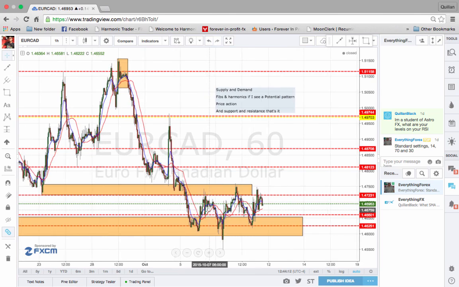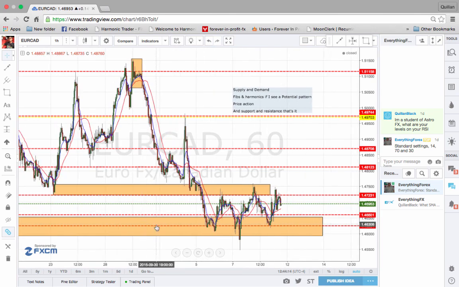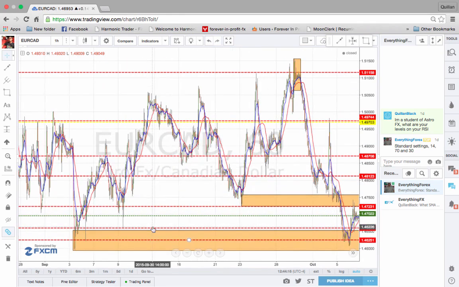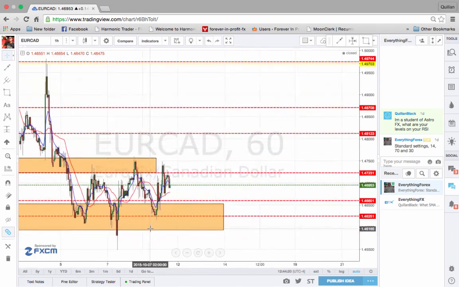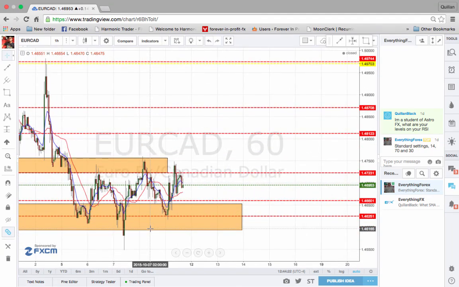So seeing that and seeing that there's support here based off this wick, that would have been a definite buy. That's like a double confirmation right there, and that's how I trade actually. I trade based off confluence. Confluence is basically mixing methods and everything for a double, triple confirmation. You know what I'm saying?